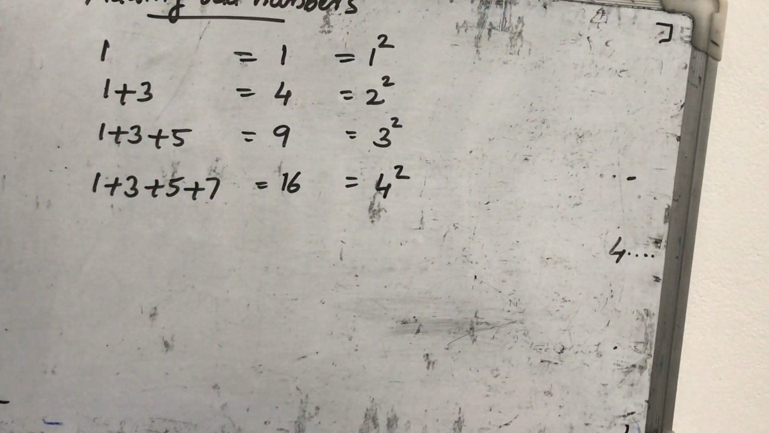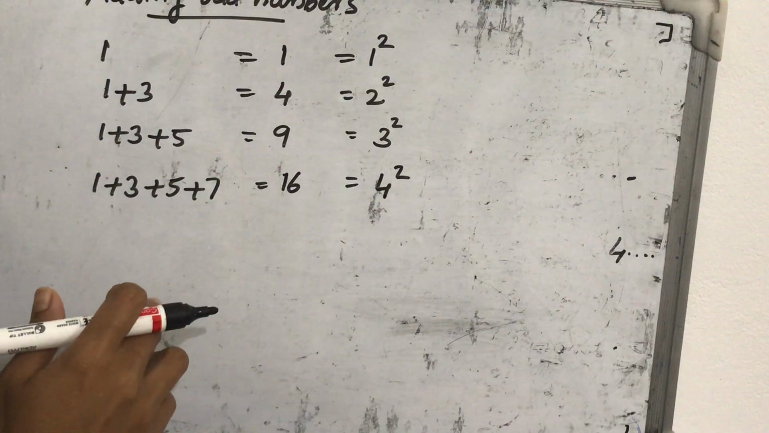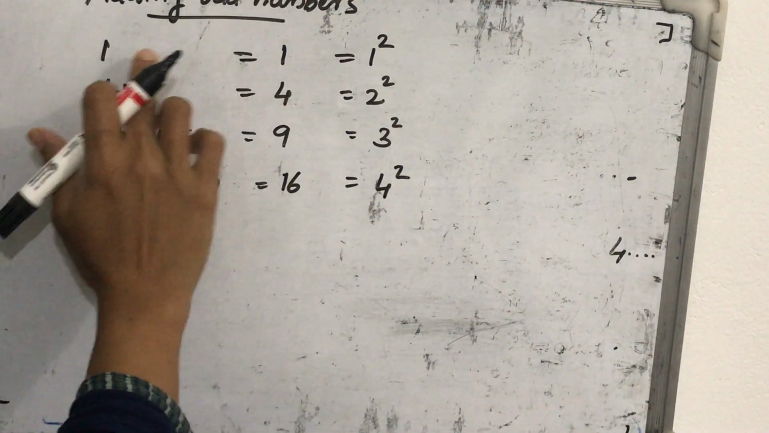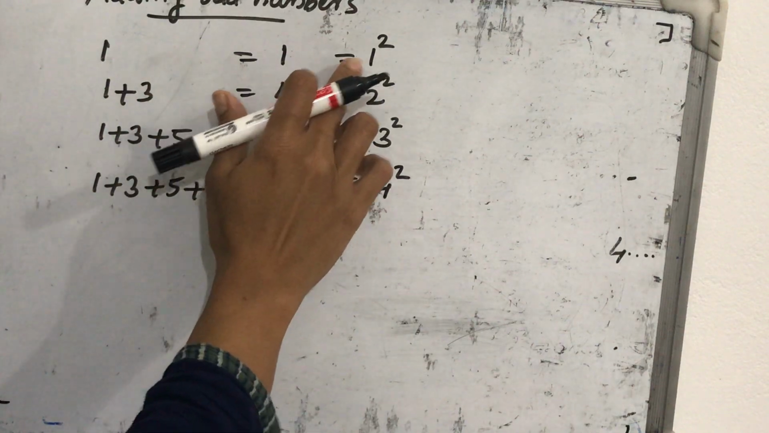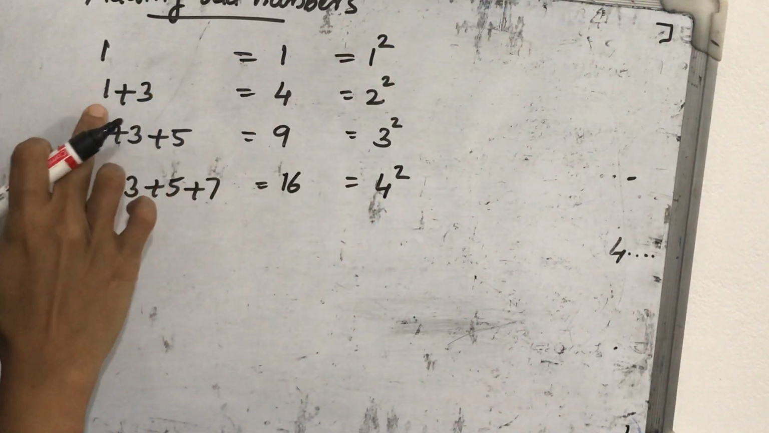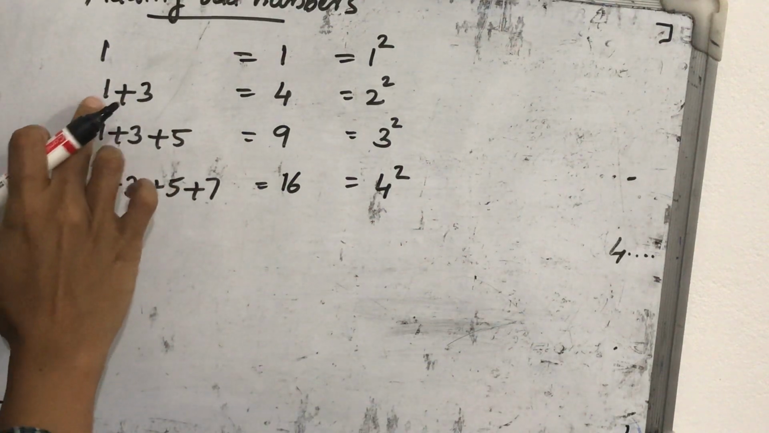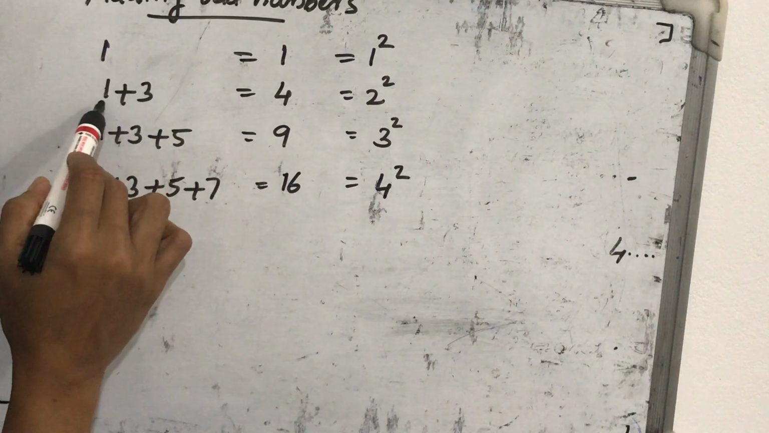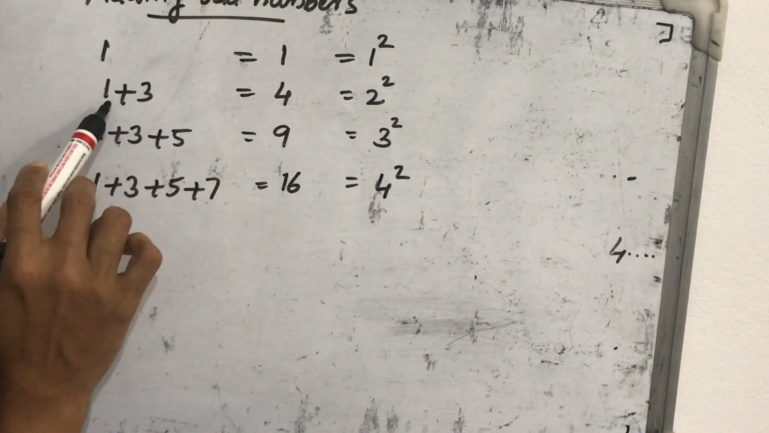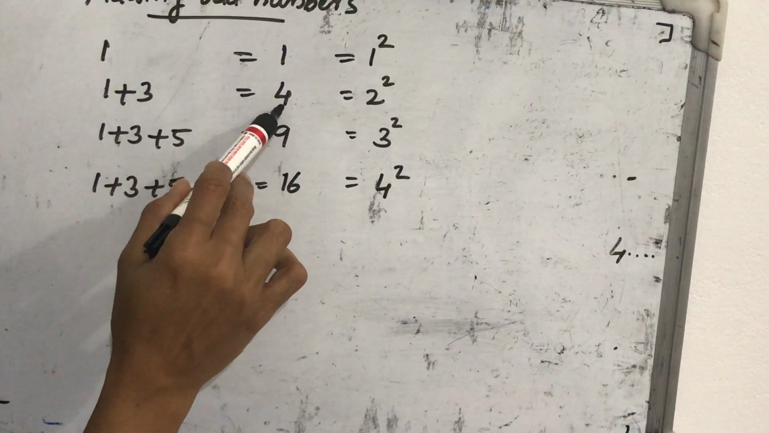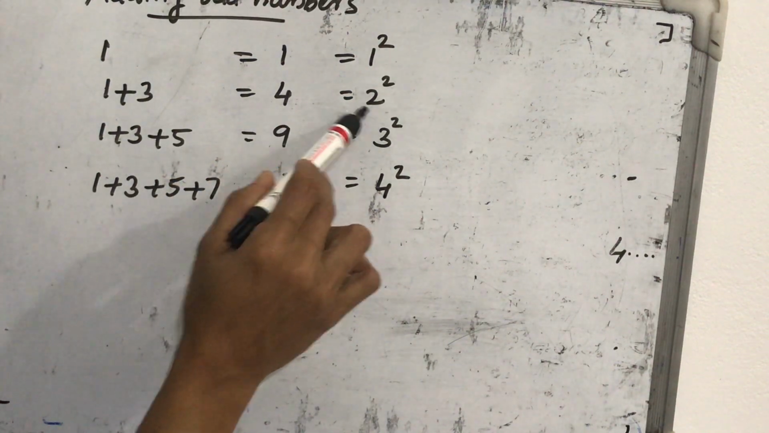Today we can discuss another property of square numbers. Now look at this table. 1 we can write as 1 square, because it is the square of 1, which is 1 itself. Then 1 plus 3: when we add the next odd number to 1, that is, adding continuous odd numbers starting from 1, 1 plus 3, we get the sum 4, and 4 is the square of 2.